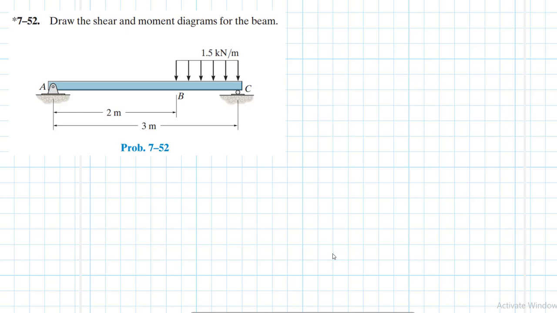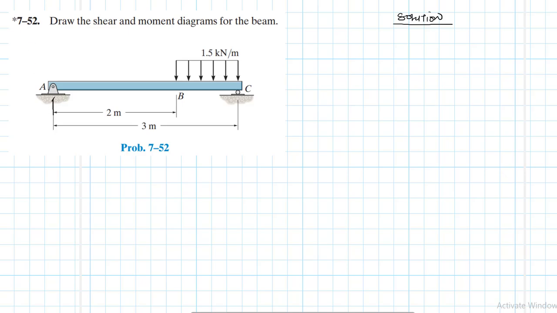The problem reads, draw the shear and moment diagrams for the beam. This problem is coming from the Engineering Mechanics Statics textbook, 13th edition by R.C. Hibbeler. Right, so to start with, we're going to draw the free body diagram.